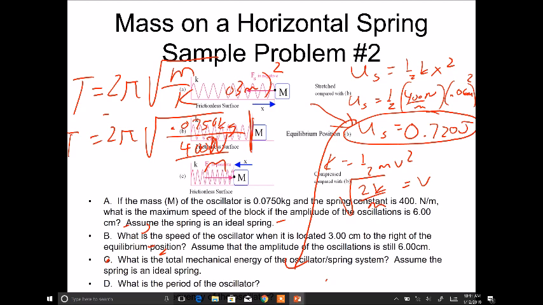And as long as all your units are in newtons and meters and kilograms, the period is going to come out in seconds. So we end up with a period of 0.0860 seconds. All right, so that's practice problem number 2.